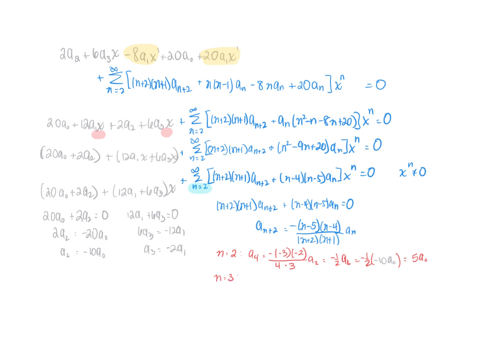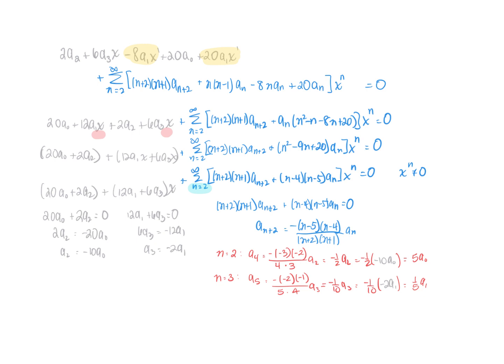If we do n equals 3, we get a sub 5 equals a negative times 3 minus 5 is negative 2. 3 minus 4 is negative 1. Over 3 plus 2, which is 5, times 3 plus 1, which is 4, a sub 3. Or a negative 1/10 a3. And a sub 3 was negative 2 a sub 1. So we get negative 1/10 times our negative 2 a sub 1. Or a positive 1/5 a sub 1.